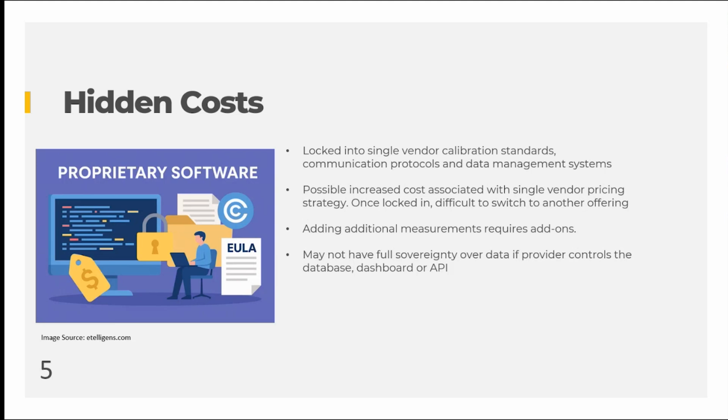Another hidden cost is if you find yourself wanting to add additional measurements, you may actually have to buy additional add-ons if your proprietary system isn't open enough to allow third-party sensors to interact with it. So that's an incurred cost that you may not have planned for in the beginning because perhaps you didn't know that you were going to need some additional measurements, or perhaps some new technology becomes available that you want to be able to interface with your eddy covariance system. And if you can't do that natively, you have to perhaps add in additional add-ons.